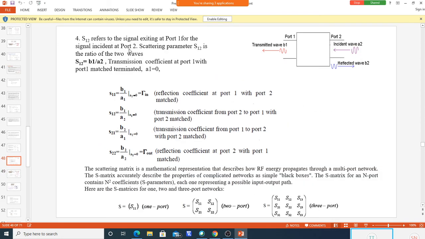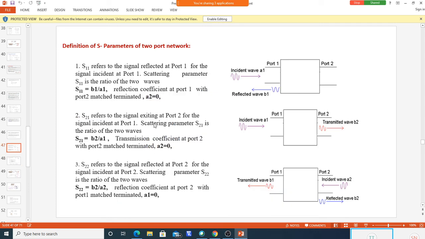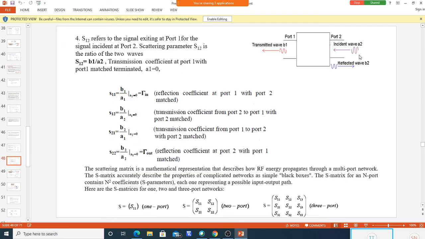And this is S12. S12 is incident at port 2. So we are sending a signal at port 2, and how much enters port 1, that we are measuring. It is the opposite of S21. S12 means how much enters at port 2 and how much leaves at port 1. That is the transmission from port 2 to port 1 that we are measuring here.